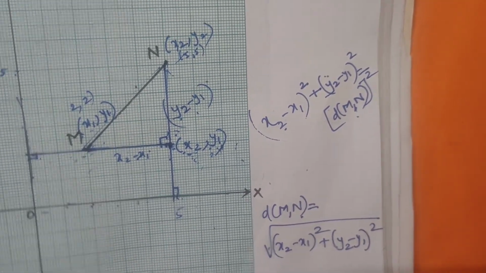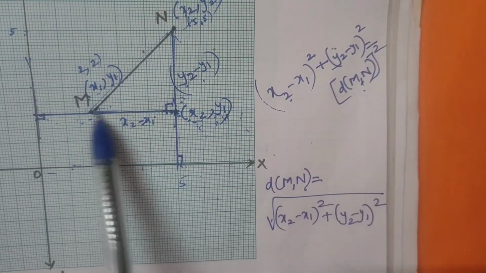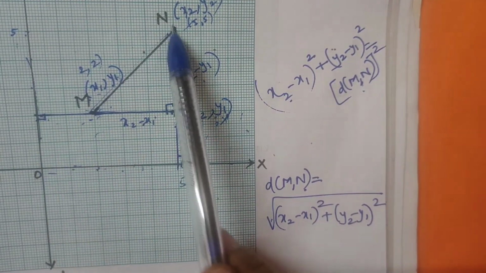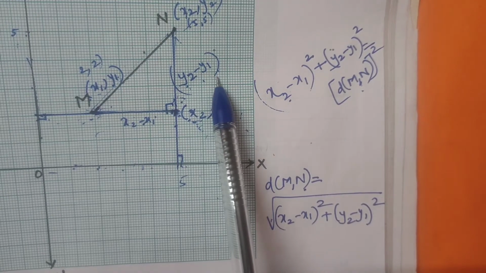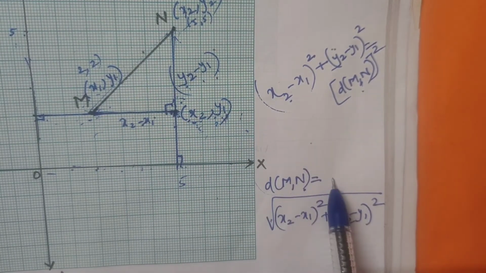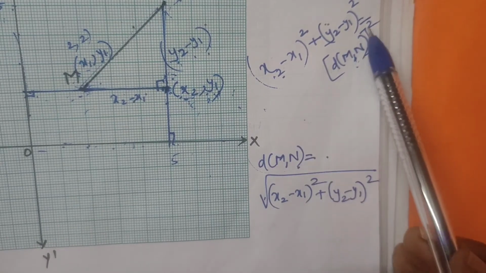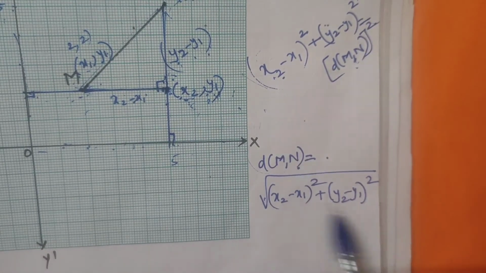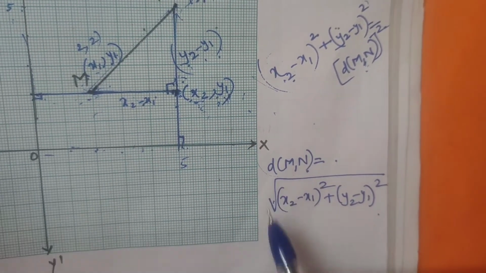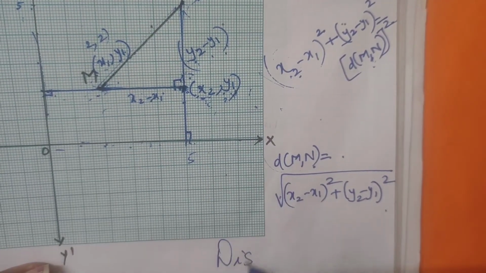So did you understand how the formula is derived? This is parallel to x-axis, the formula we learnt is x2 minus x1. This is parallel to y-axis, y2 minus y1. And this, we don't know the distance of mn, we have used it. And taking the square root on both sides, this square is removed and this has become a square root. Understood? So by the Pythagoras theorem only we have derived which formula?